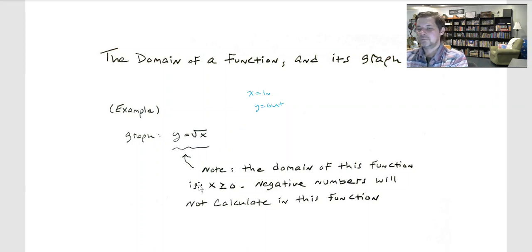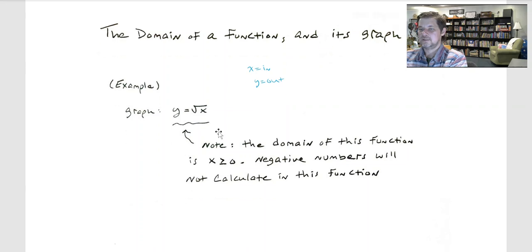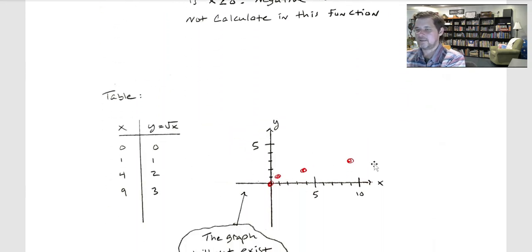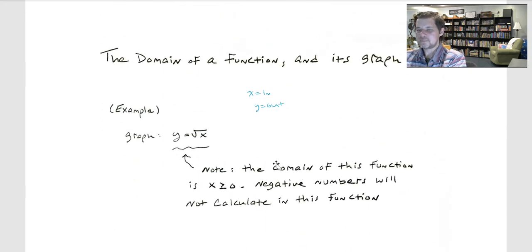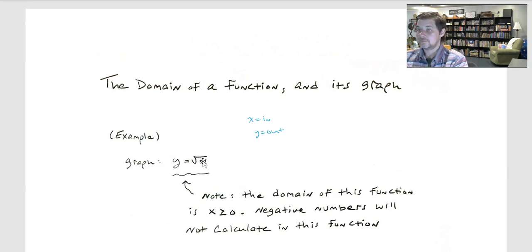So I can only plug in x being greater than or equal to 0, meaning I can't take the root of a negative number, and I can't get a number from that I could plot on a graph. Okay? So in this function, only positive numbers are allowed to be plugged in. Negative numbers are off limits. 0 is okay, and anything positive. Okay? Negative numbers will not calculate in this function, at least in a way that graphing them would make sense for us. Okay? All right, so yeah, there's a restriction here.